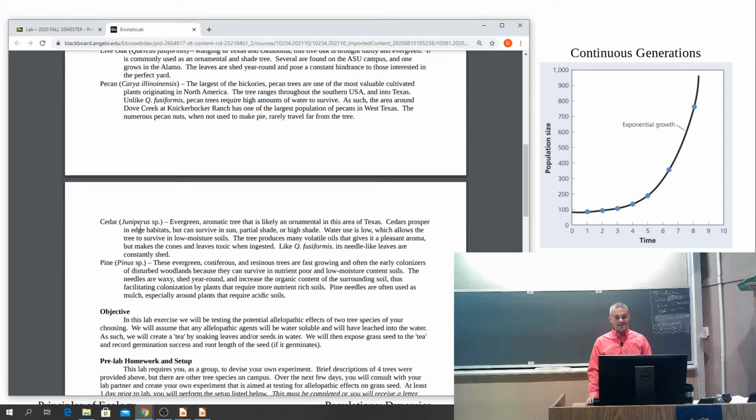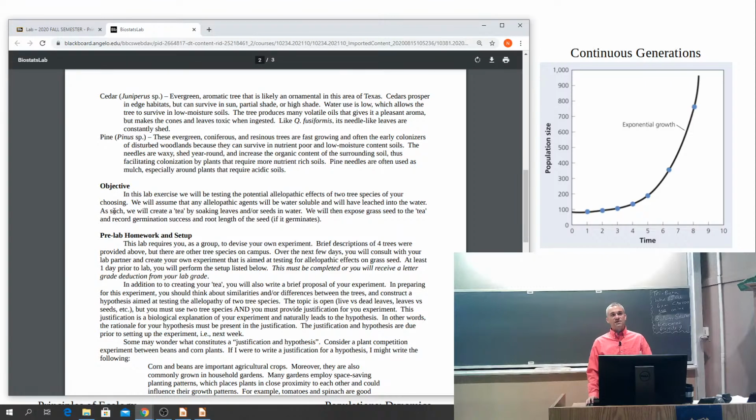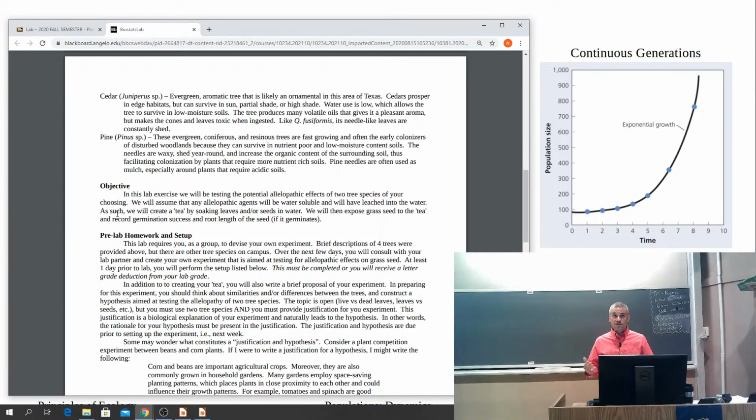So you're going to make these leachates. You're going to bring them to lab. If you don't have them, then you're going to fail that lab because we can't set up the plates. Get this set up at least 3 days ahead of time.